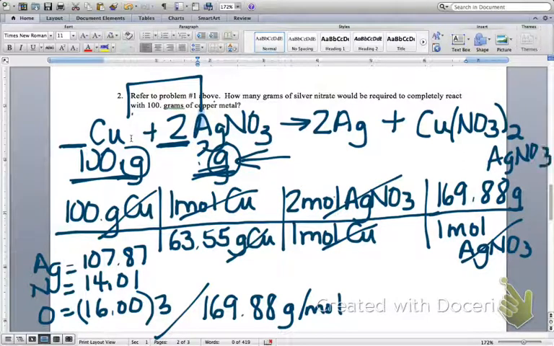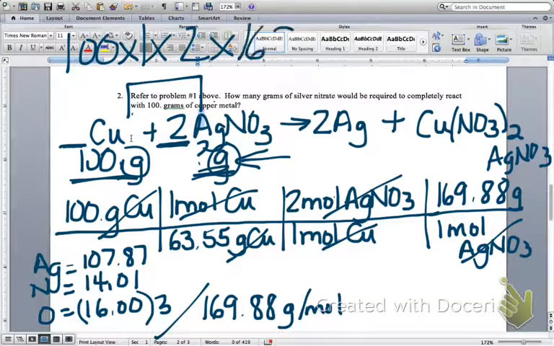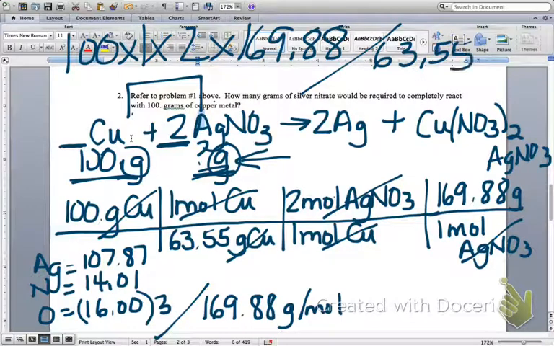There we go. Okay? Now, you guys, what are we going to type into our calculators? It's going to be 100, and then times what? Well, I'm just going across the top first. So what do we need to multiply? 100 times 1 times 2 times what? 169.88. And then divided by what? You got it, 63.55. Okay? So we're going to type that into our calculators.